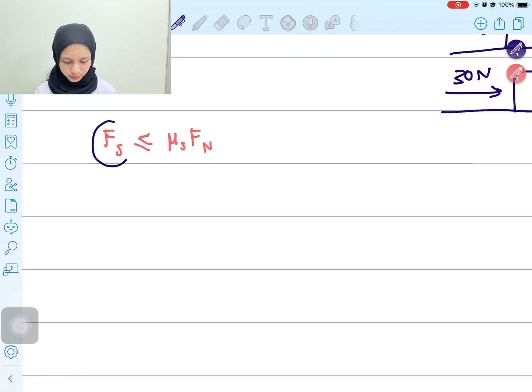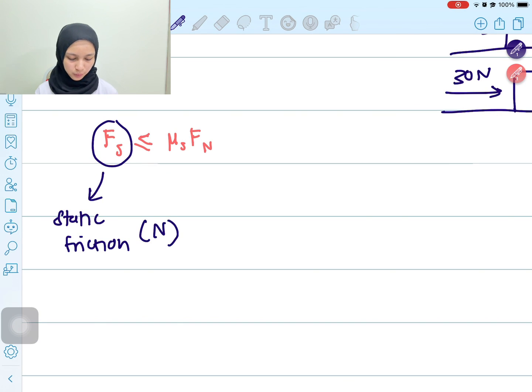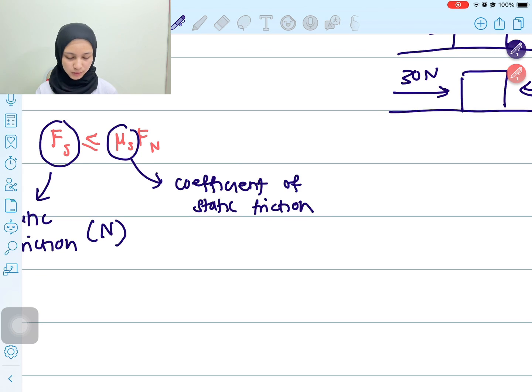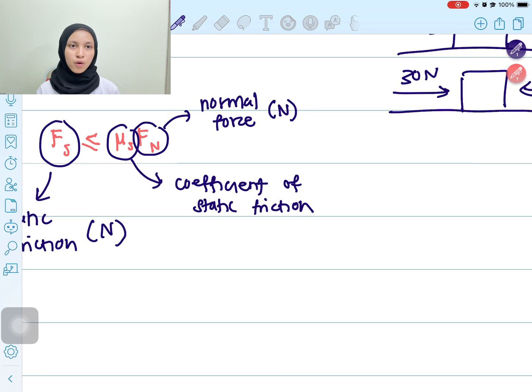So first here we have the static friction, which is measured in Newton, and then we have the coefficient of static friction. This value does not have a unit, and it is a constant value, but a different value for different surfaces. And lastly, we have the normal force, which is measured in Newton. The coefficient of static friction is basically a measure of how hard or rough or sticky the surfaces are, while the normal force is about how hard these two surfaces are pressed onto each other.